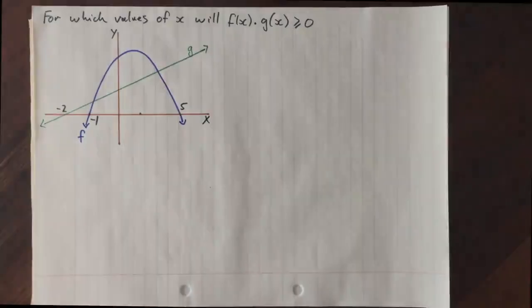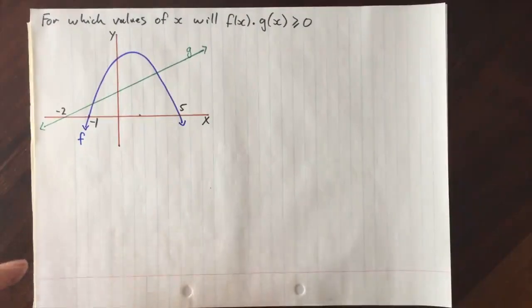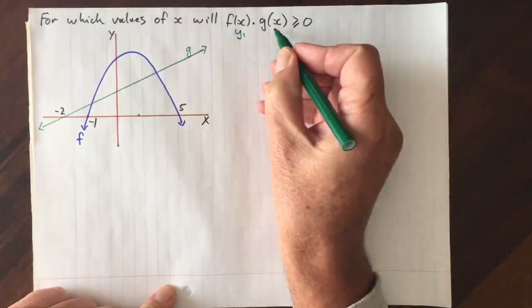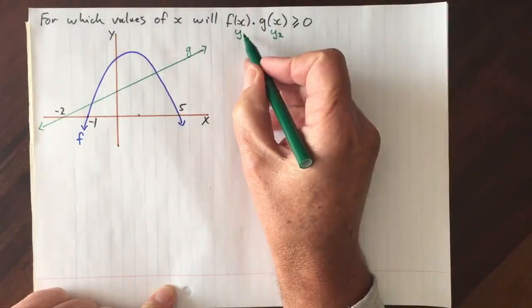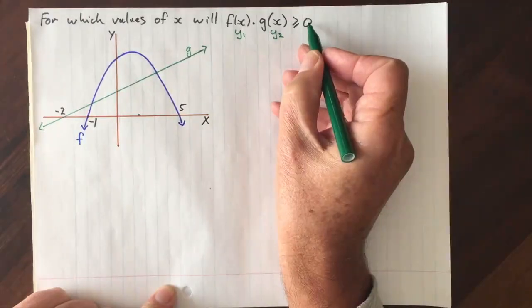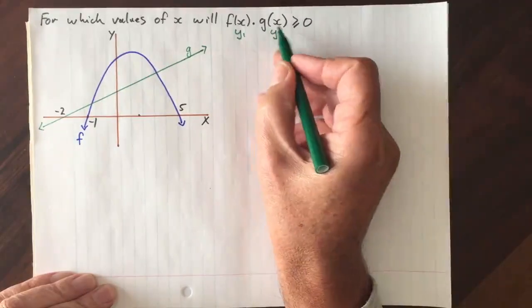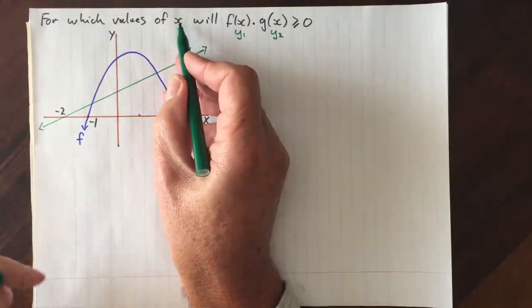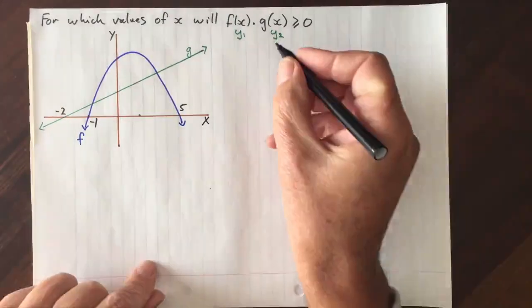For which values of x will f(x) times g(x) be greater than or equal to 0? Right, the first thing that we need to remember is that f(x) is a y value and g(x) is also a y value. So if we multiply these two, then we can get an answer of 0. But the question is, if I multiply these two functions, where will they be greater than 0 for a specific x value? Now, let's just clarify first where is positive and where is negative.